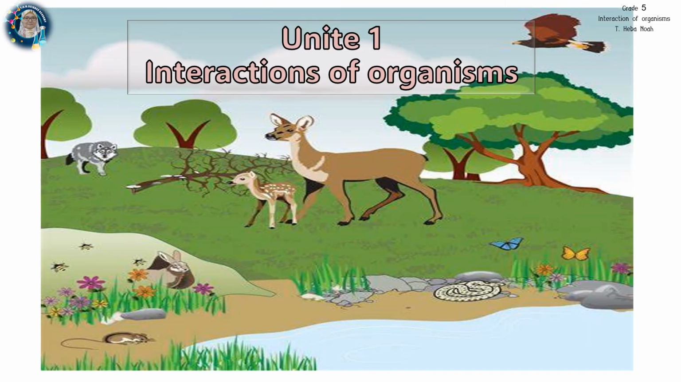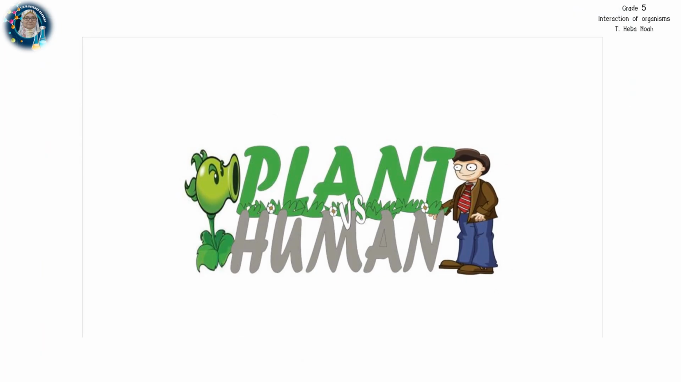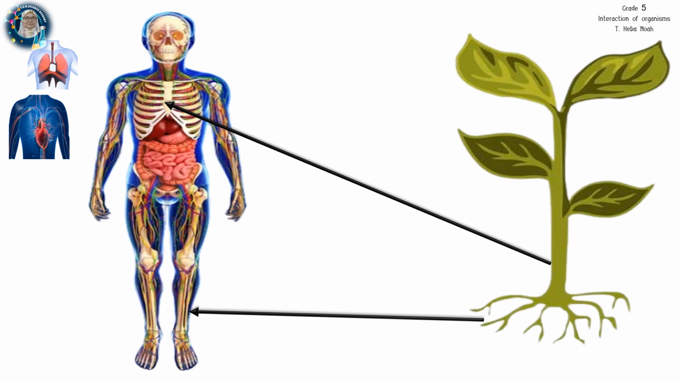لسه في Unit 1 Interaction of Organism Concept 1 Plant Parts. والنهاردة we have plant vs human. البلانت والهيومن البارتس بتاعتهم صحيح مختلفة، ولكن هنلاقيها متشابهة. يبقى today we will know the similarities and differences between human and plant.